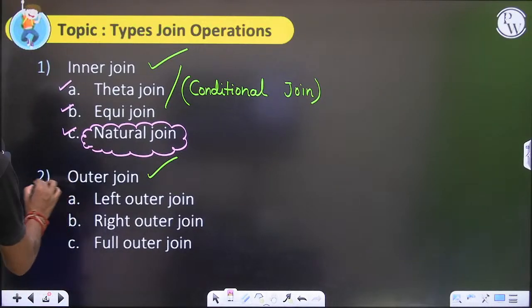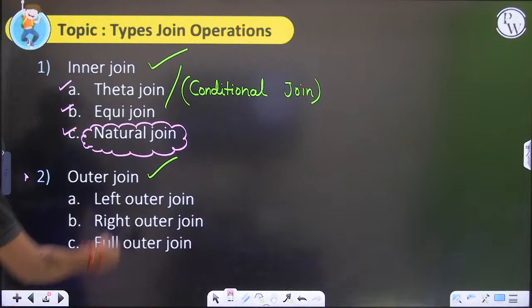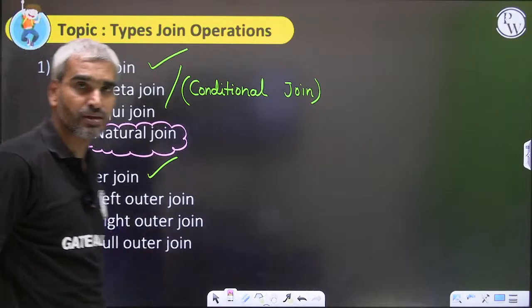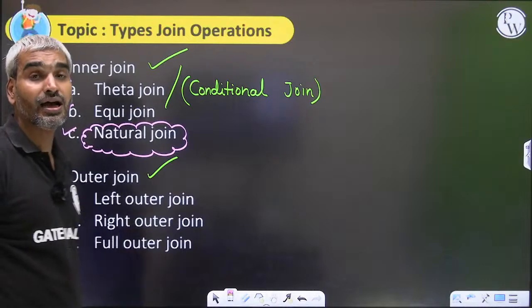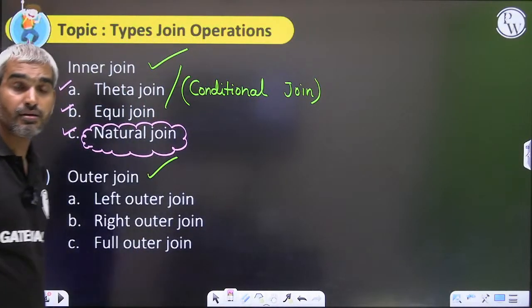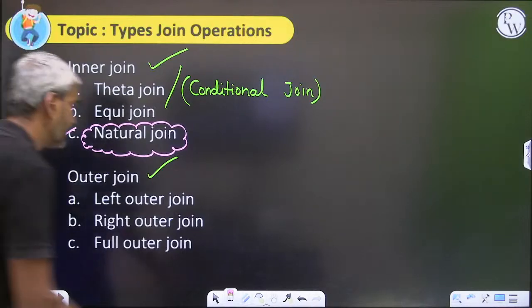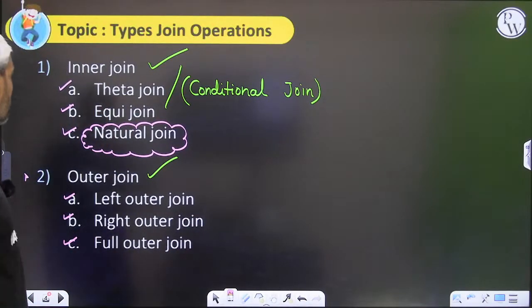Then we will specify outer join. So outer join will have the tuples from the natural join, and apart from that, the tuples from either the left side relation or right side relation or both the relations, such that they are not satisfying any join condition. Okay, so we'll see what that means. So these three we'll discuss further. So let's go one by one.